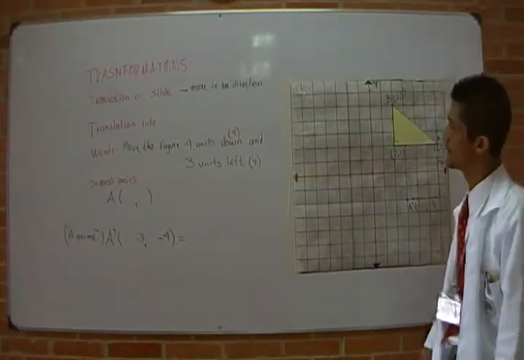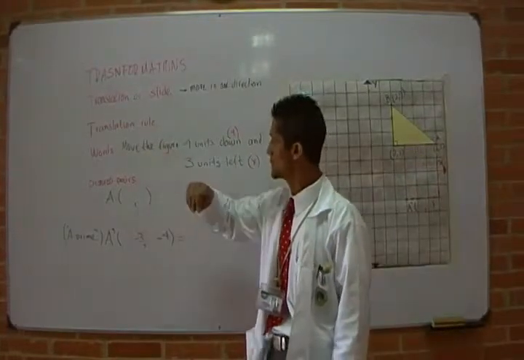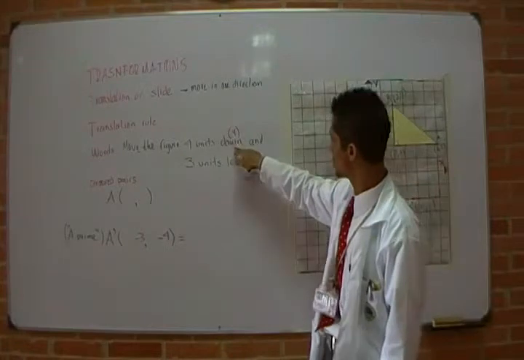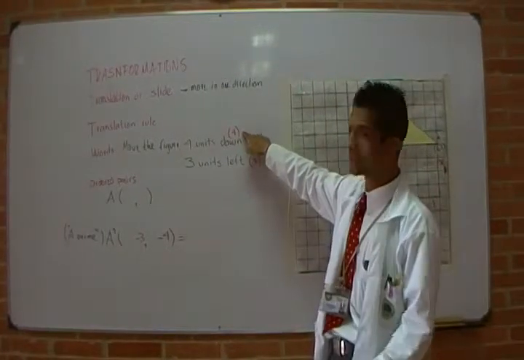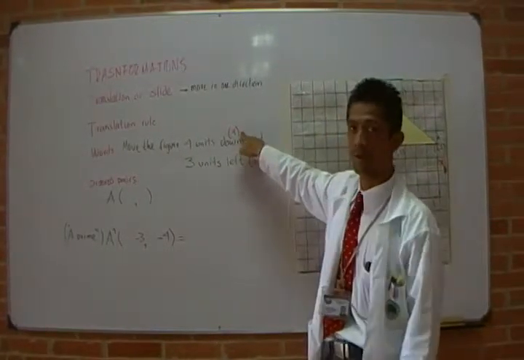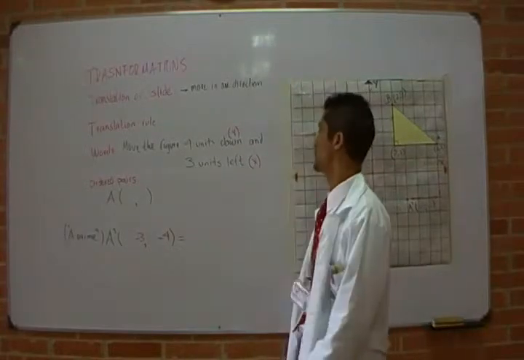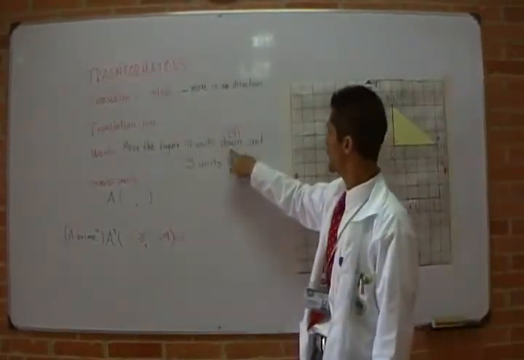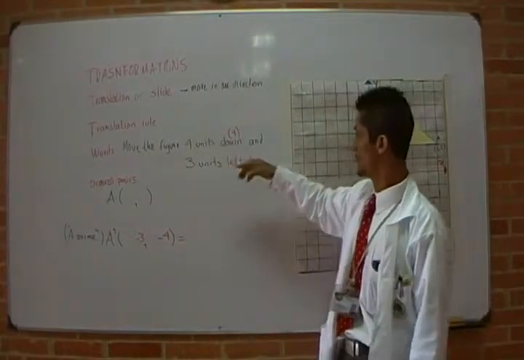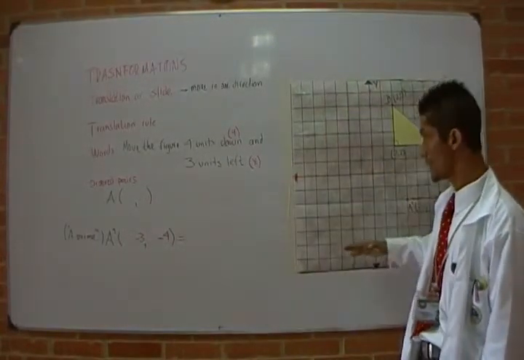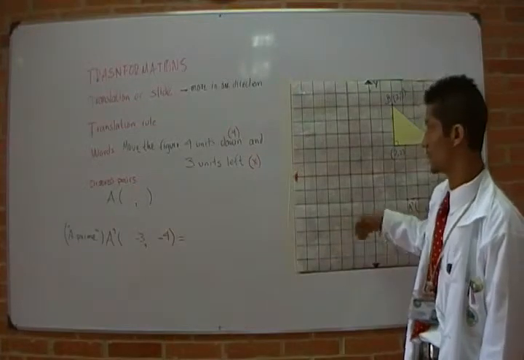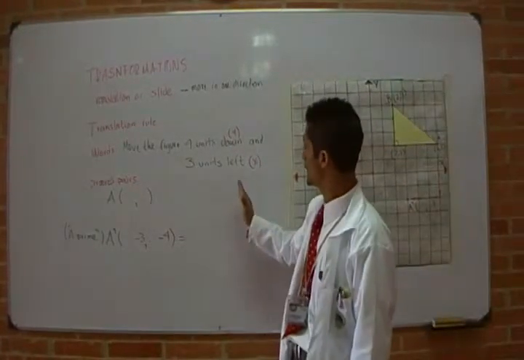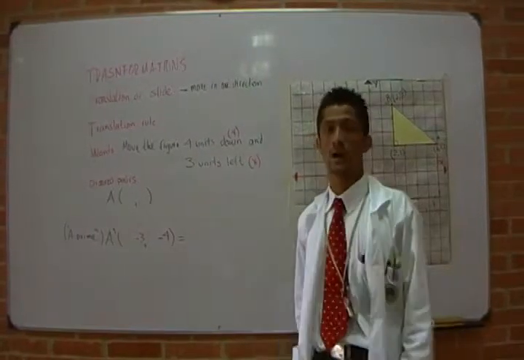In this case, the translation rule in words would be move the figure 4 units down, which is determined by the movement on the vertical axis or y, and 3 units to the left, which is on the horizontal axis. How do I know that this is down? You know that if you move down, the operation involved is to subtract, and if you move left, the operation is also subtract.